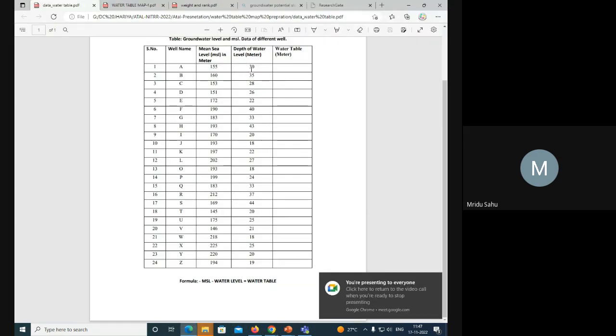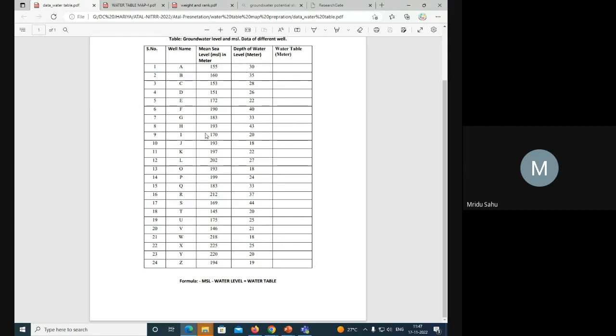Here this is the water level we measured. To calculate the water table, you have to use this formula: MSL, mean sea level value, minus the depth of the water level. So we'll get the water table. So in the first step, you calculate the water table value now.